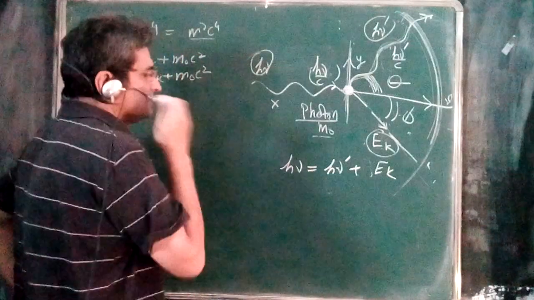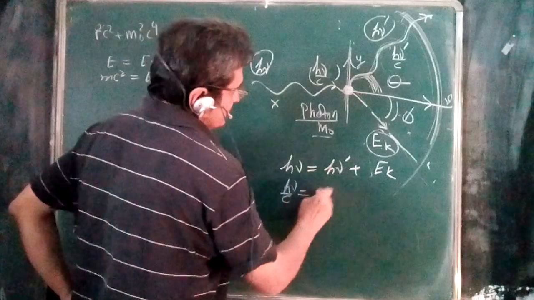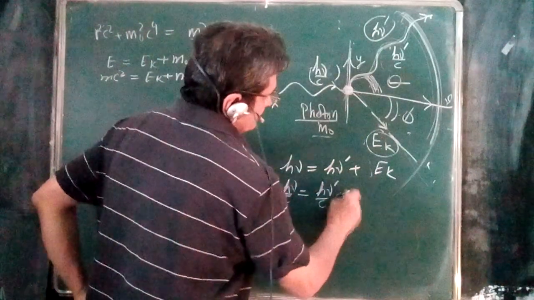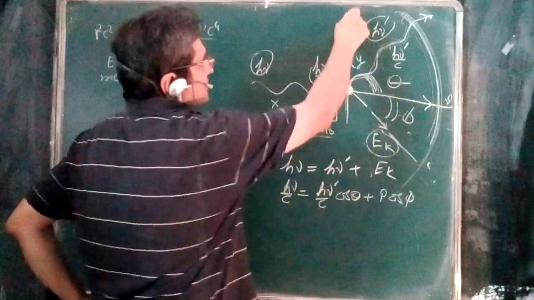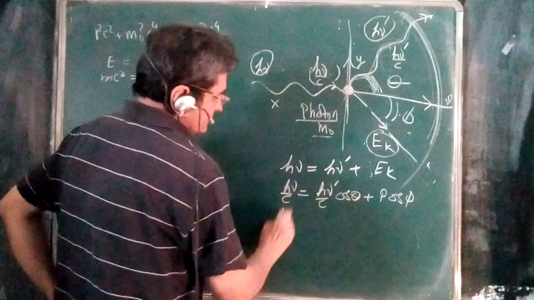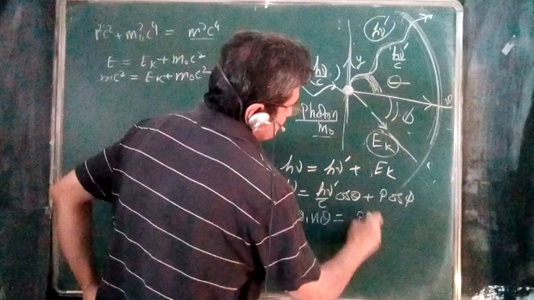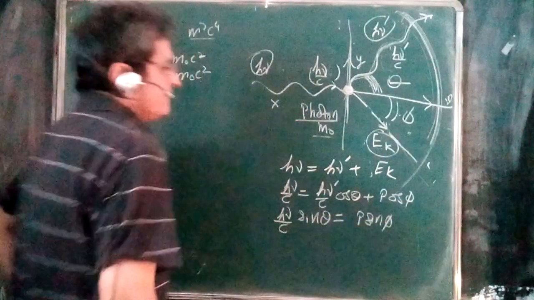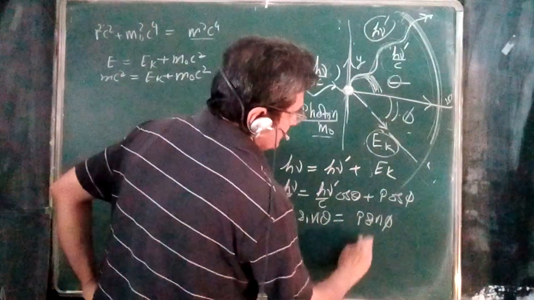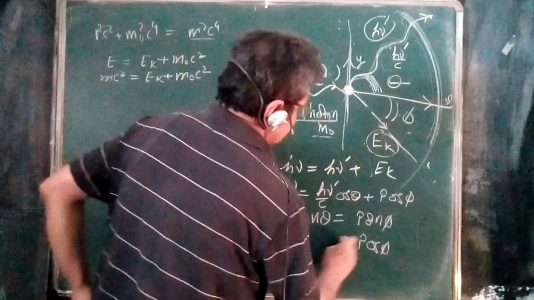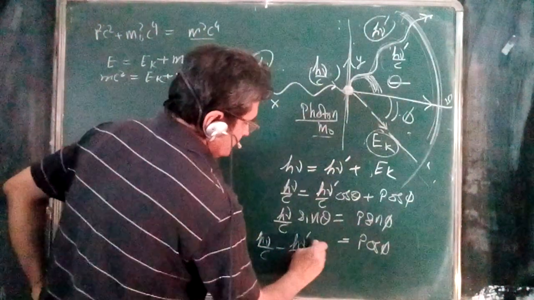And the momentum I will write as h mu upon c along x-axis is h mu dash upon c cos theta plus p cos phi. This is along x-axis. Along y-axis there is no initial momentum, so it is h mu upon c sine theta is equal to p sine phi. I can write this here, or p cos phi is equal to h mu upon c minus h mu dash upon c cos theta.